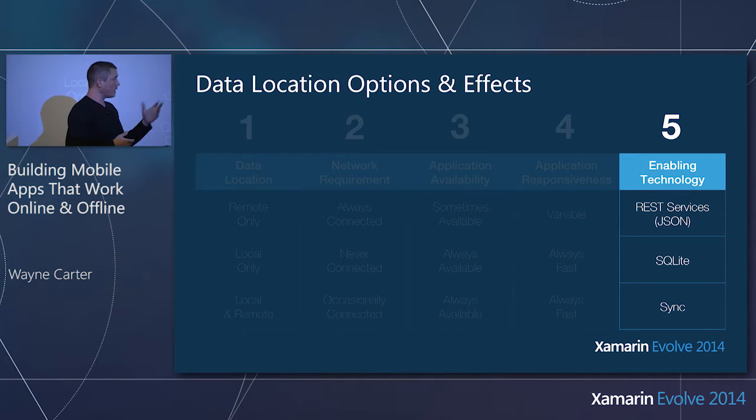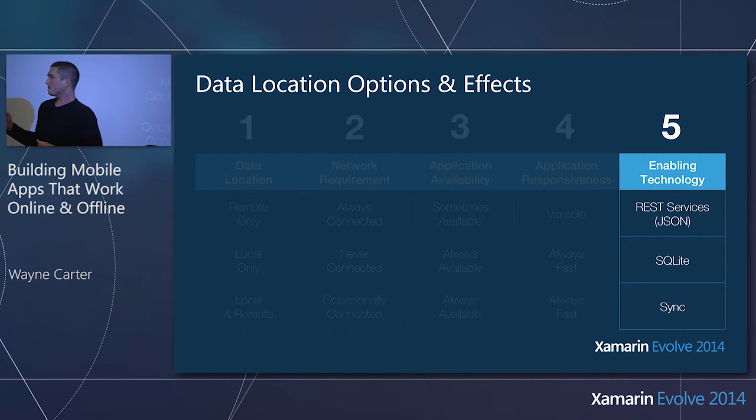So what do you typically see developers using to enable these strategies on the far left? The remote-only strategy is most typically enabled today using JSON over REST. There are other approaches to doing this, but this is the one you're going to find mostly in mobile today. The local-only strategy is typically enabled using SQLite. It's a popular embedded relational database. It's available on all your popular mobile platforms. And then the local-remote hybrid strategy is enabled using some synchronization technique to do the reconciliation of the two stores.